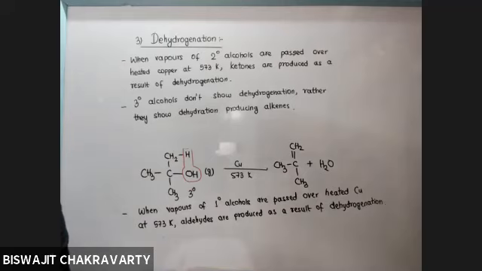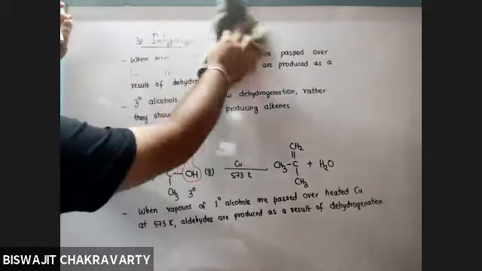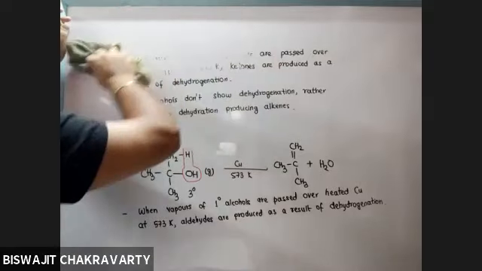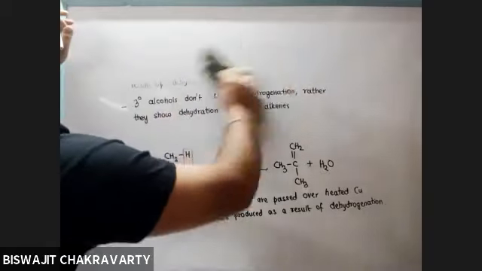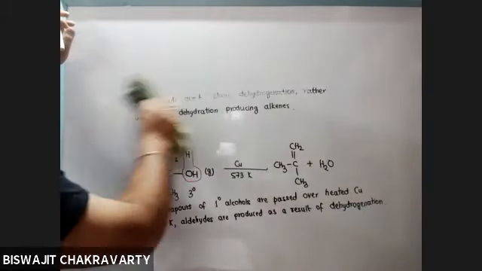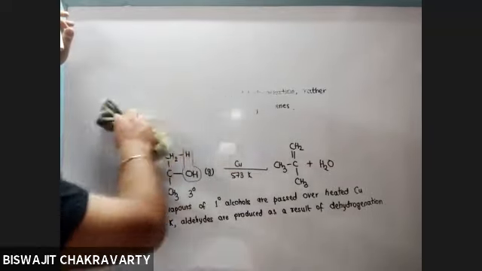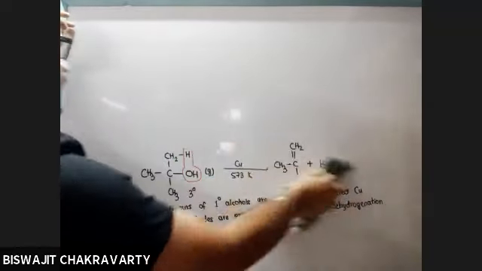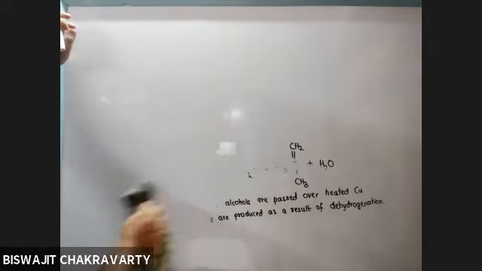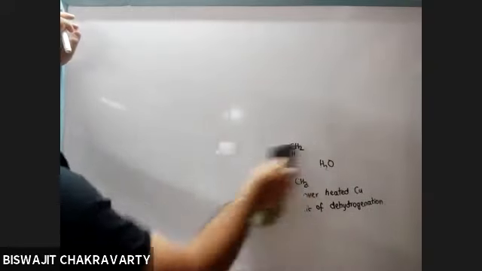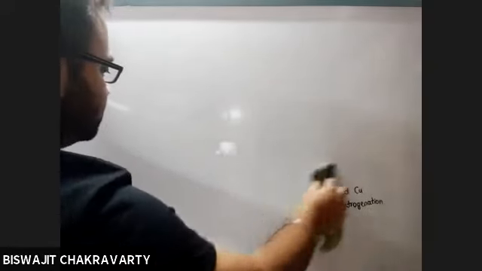Yes, sir. Yes. Okay. So again, we get a difference between 1 degree, 2 degree, and 3 degree alcohols in dehydrogenation, whereas 1 degree and 2 degree both show dehydrogenation. 1 degree alcohols produce aldehydes, 2 degree alcohols produce ketones, but 3 degree alcohols, as usual, show exceptional behavior due to the absence of oxidizable hydrogen. So therefore, they prefer to show dehydration, loss of water, and loss of water will ultimately lead to the formation of alkenes.